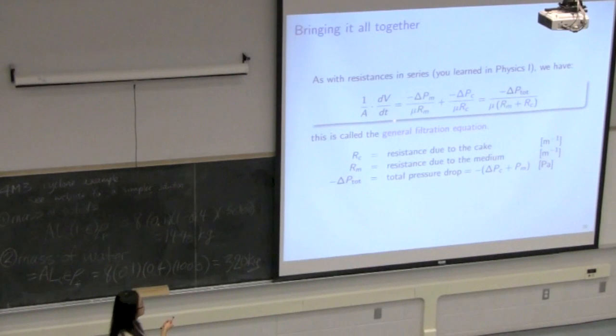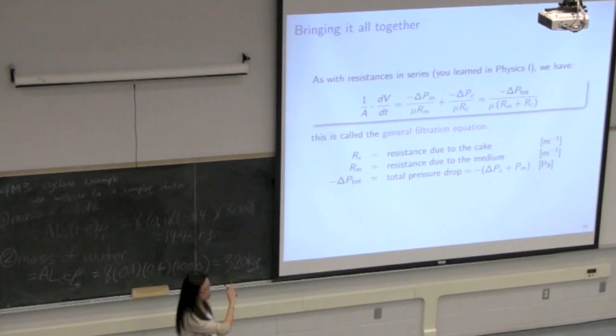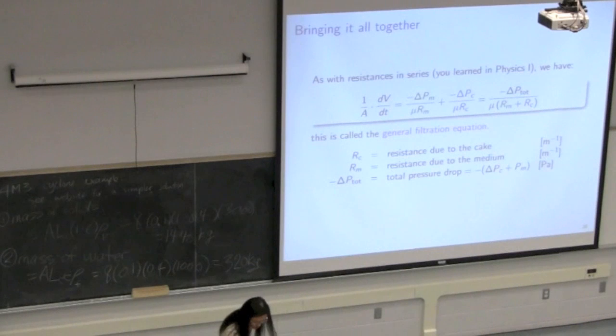Okay? So this equation here, dV over dt over A, is equal to this. This is our general filtration equation. And just some terms here to reiterate what we just said. But, okay. So that's an important equation to take note of.